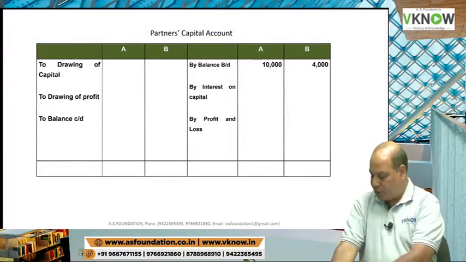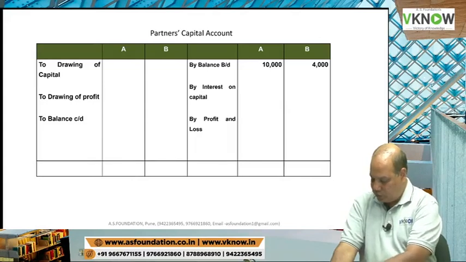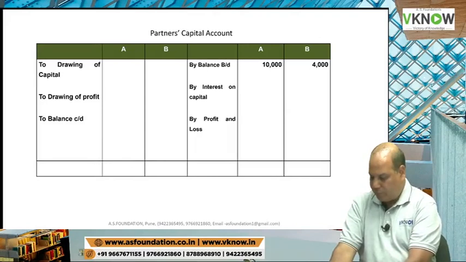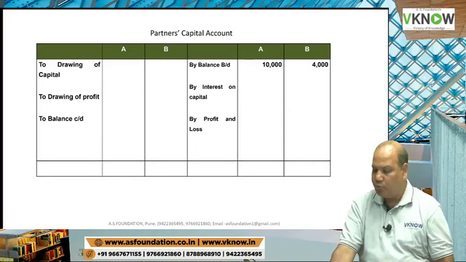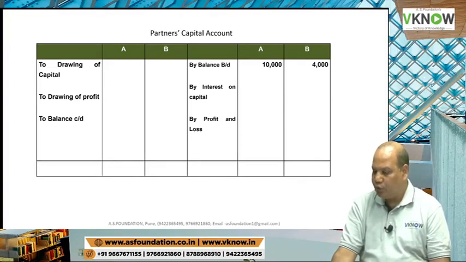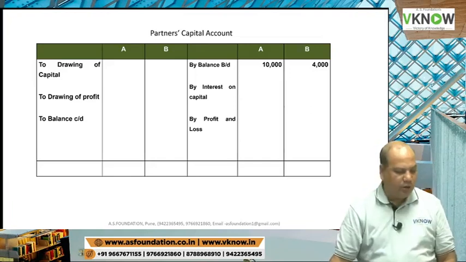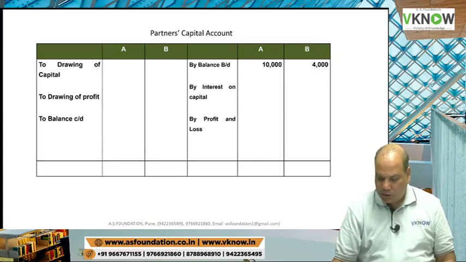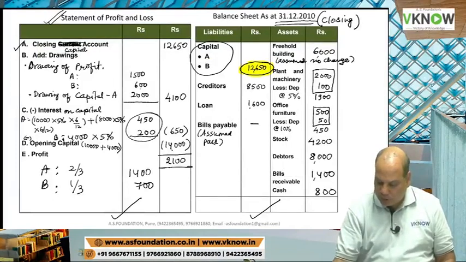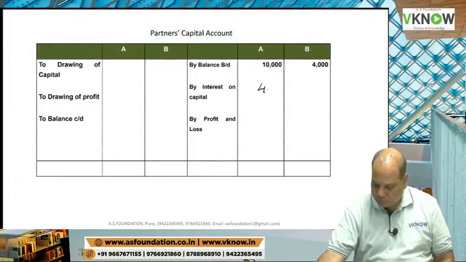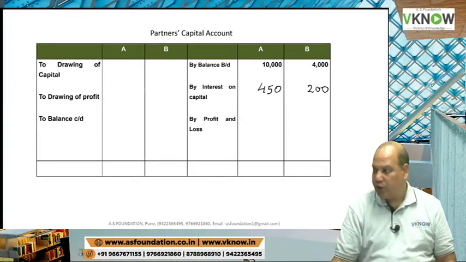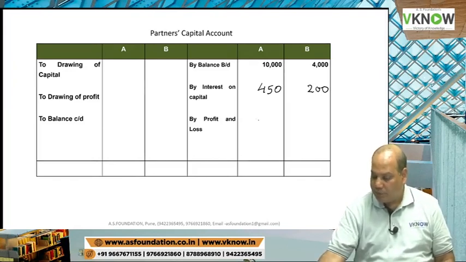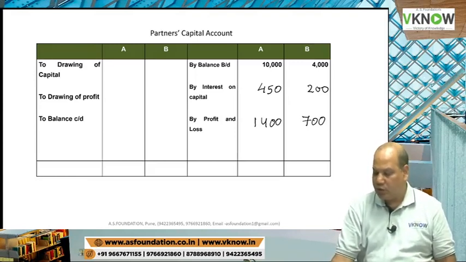Next format is partners capital account. Name of two partners A and B. By balance brought down 10,000, 4,000. Already given in the question. And by interest on capital 450 and 200. Already calculated. By share of profit and loss, 1400 and 700.